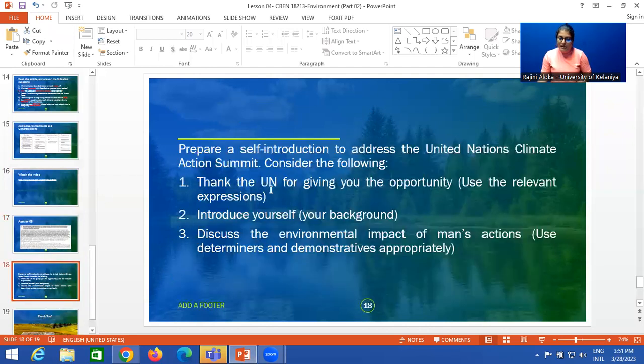Okay, so moving on to this. Prepare a self-introduction to address the United Nations Climate Action Summit. Consider the following. Thank the UN for giving you the opportunity. Introduce yourself and your background. Discuss the environmental impact of man's actions. Use determiners and demonstratives appropriately. So what you have to do is make a self-introduction like this, thinking that you are going to address the United Nations Climate Action Summit. You have to do that as homework and complete this.